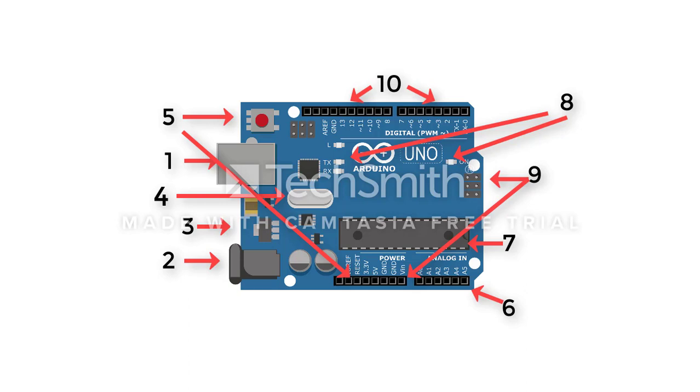Number 10. Digital I/O pins and the AREF pin. The Arduino Uno board contains 14 digital I/O pins, out of which only 6 provide the PWM output. For those of you who don't understand what PWM is, let me put this in simple words for you. PWM stands for pulse width modulation, where the width of the pulse determines the digital output, and the AREF pin is used as an analog reference pin set by the user.